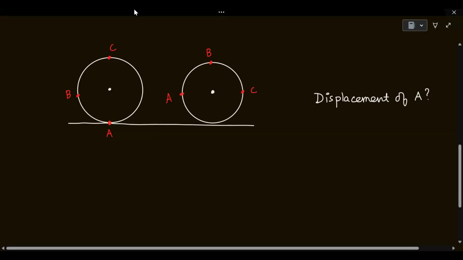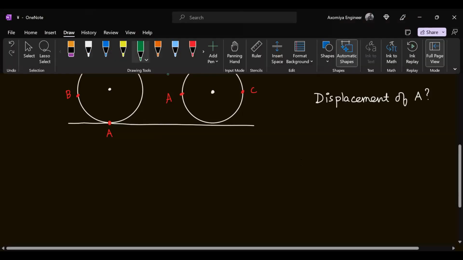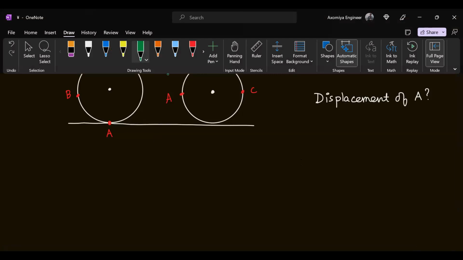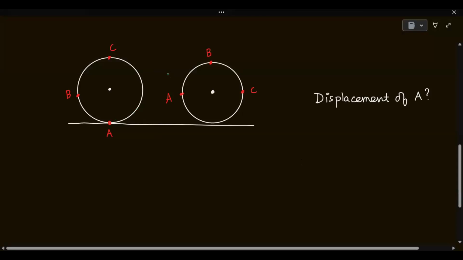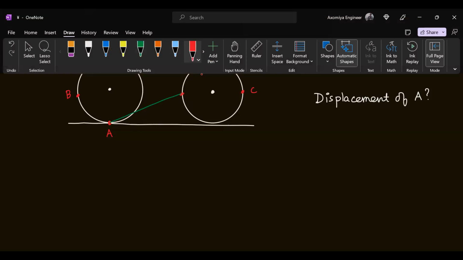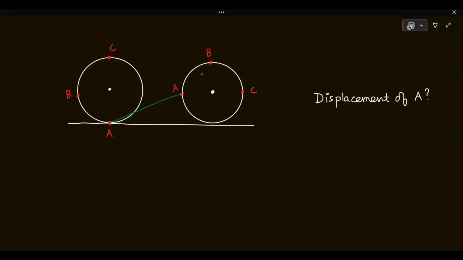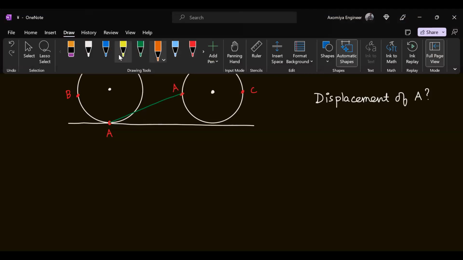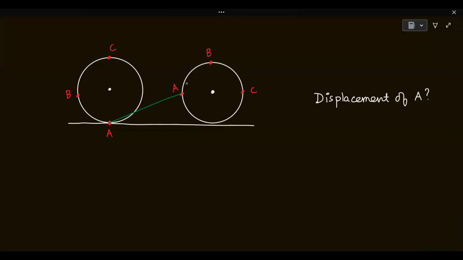Okay, let me help you guys. The displacement of A will be this line right here. Yes or no, guys? This green line is the displacement of A. Let me make it properly. Please tell me if you agree with me. The length of this line is going to be the displacement of this point A. Right? If we drop a perpendicular right here, can you tell me the length of this blue line, guys?